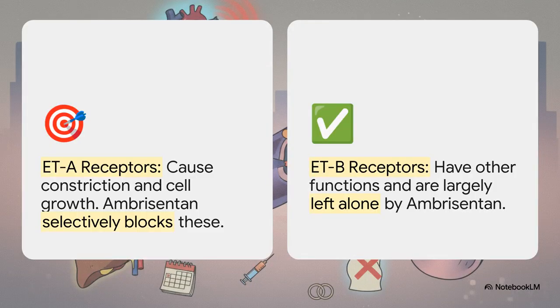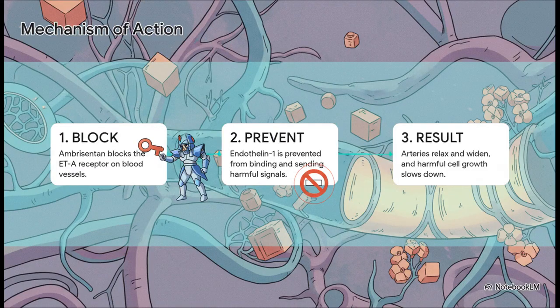Think of endothelin-1 as a key, and it can fit into two different locks on your blood vessels, ETA and ETB. The ETA lock is the one that triggers all the bad stuff, the constriction, the scarring. Ambrisentan is like a master locksmith. It's designed to very precisely block only that ETA lock, while leaving the other one more or less alone to do its other jobs. So let's break down how that mission actually works.